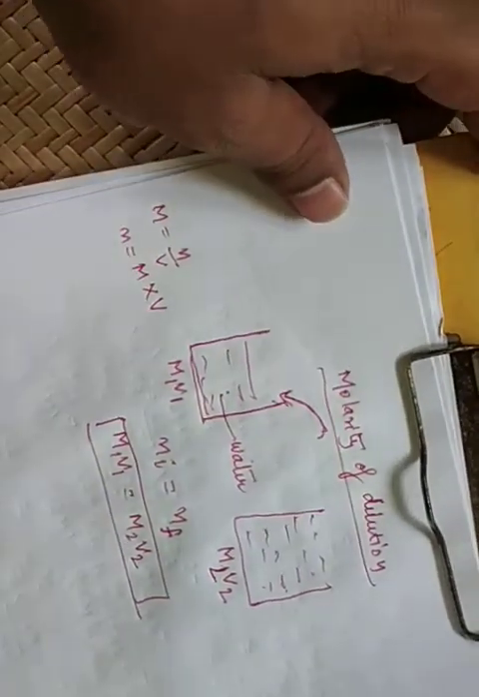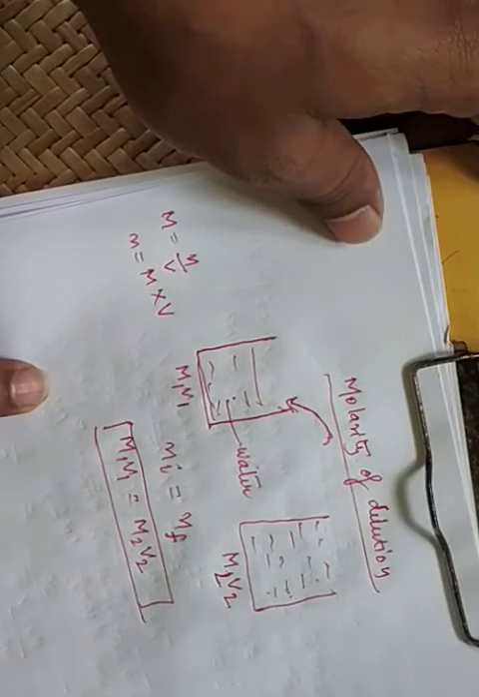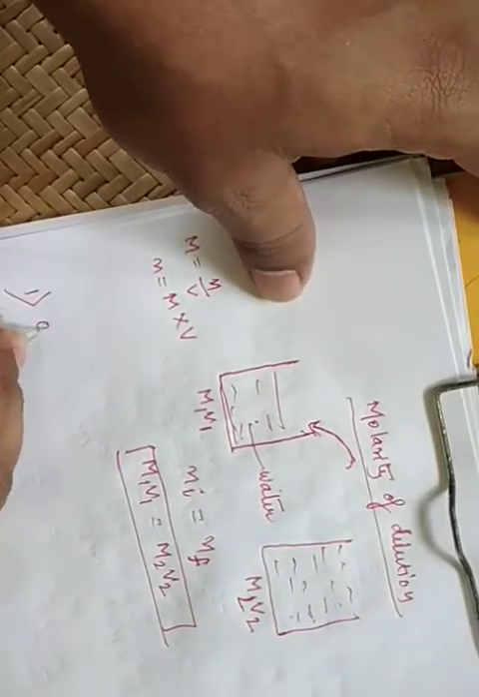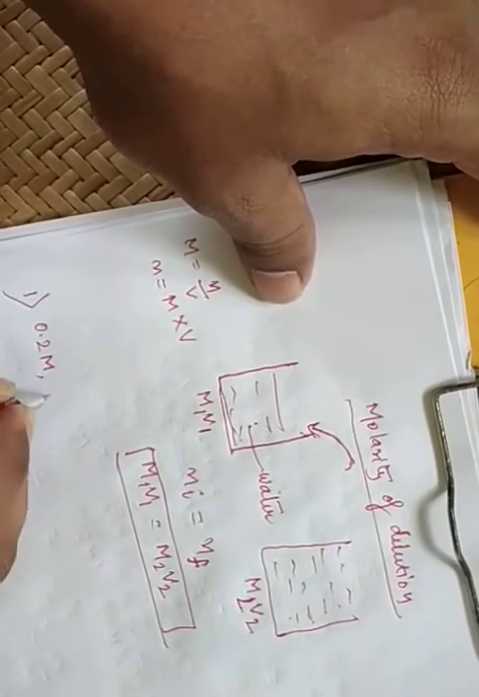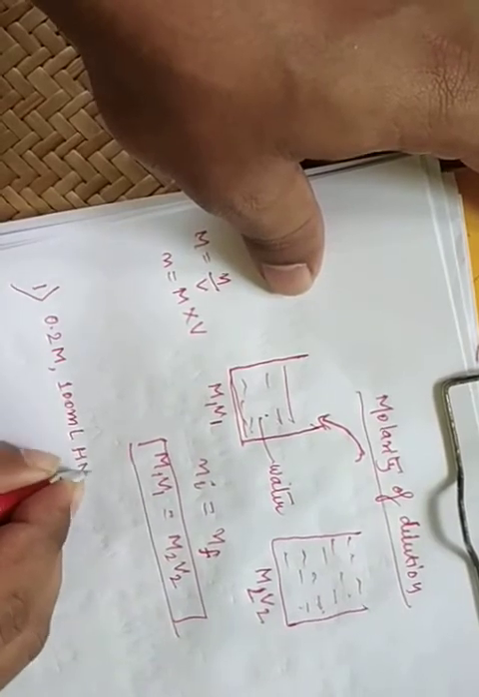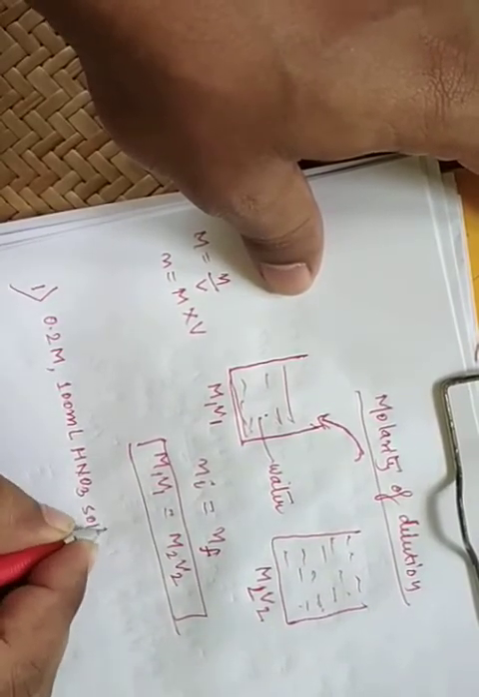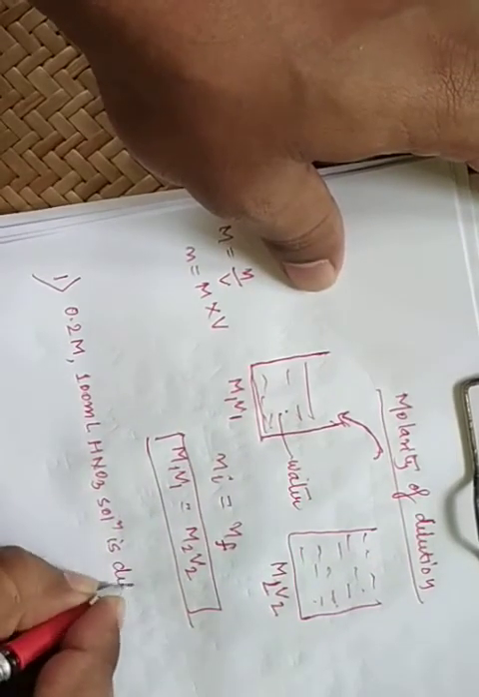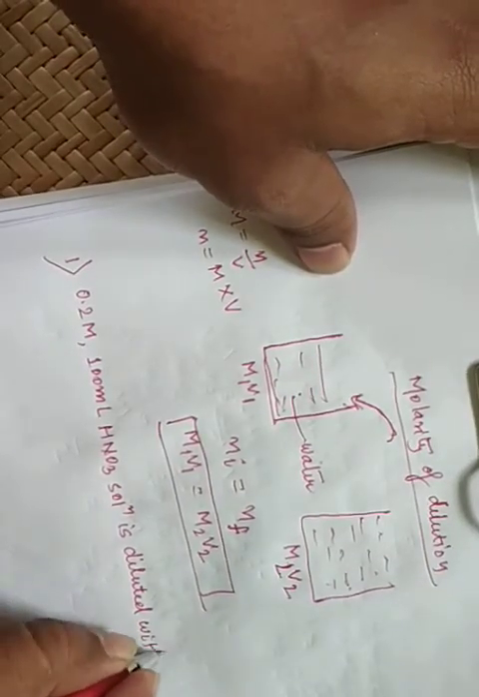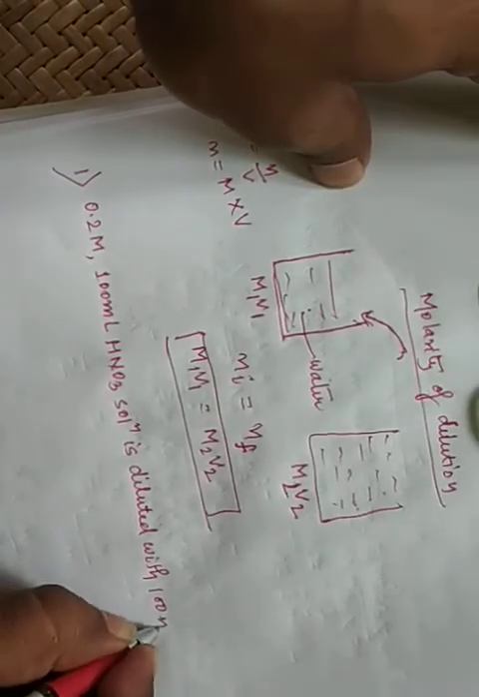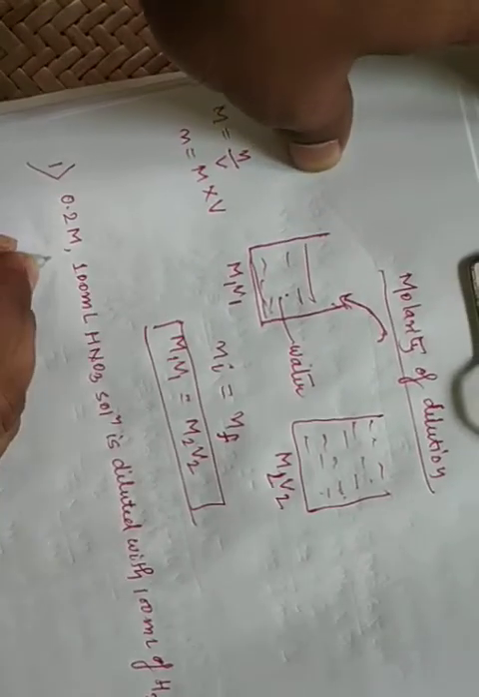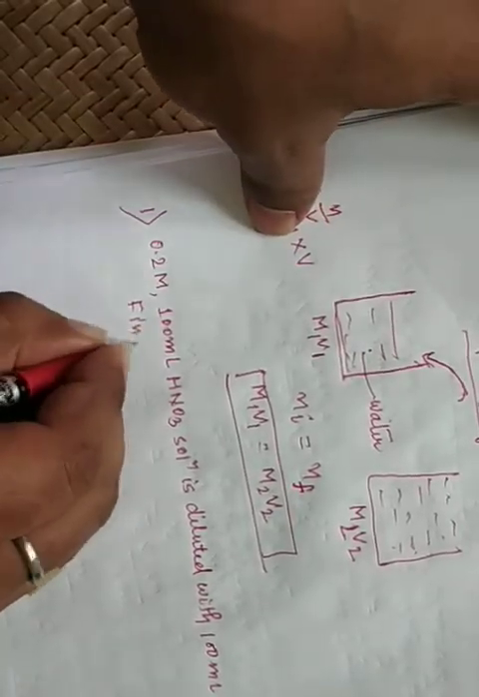Suppose you have a dilute solution. The question is: 0.2 molar, 100 ml HNO3 solution is diluted with 100 ml of water, H2O. Find the new molarity.